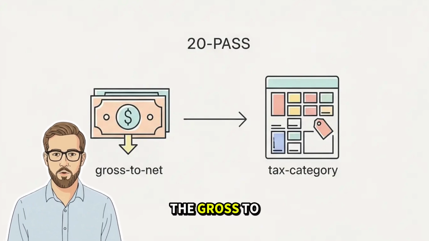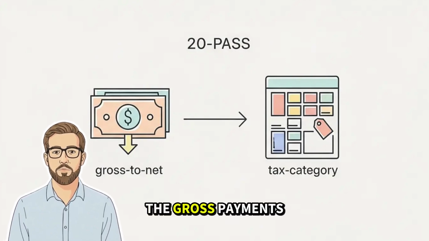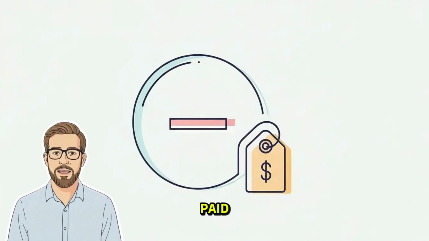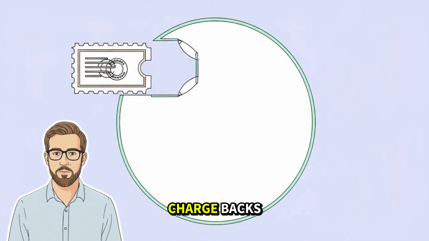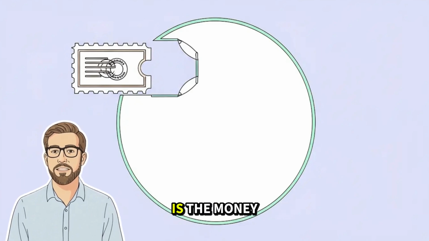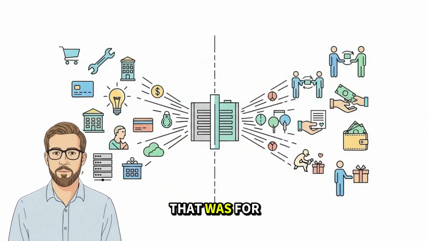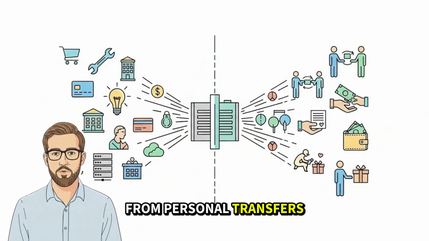Pass 1 is the gross to net pass. Start with the gross payments number, subtract platform fees, subtract shipping you paid, subtract refunds and chargebacks. What you're left with is the money that actually reached you before you even talk about whether it was profit. Pass 2 is the tax category pass, separate money that was for goods or services from personal transfers.